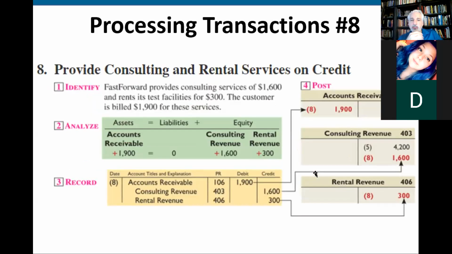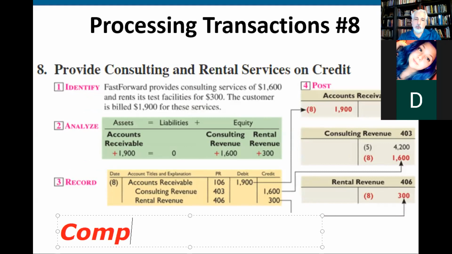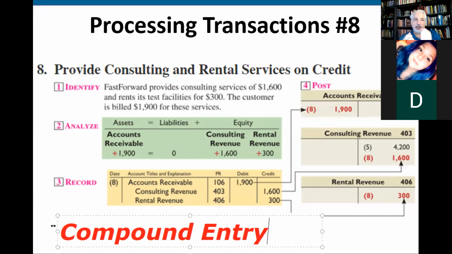And now we have something called a compound entry. When you have more than one debit or more than one credit, say you buy a house, you put a deposit down, you get a mortgage, and you get a house. We're going to hit 3 accounts on that. We'll do that later on next week.